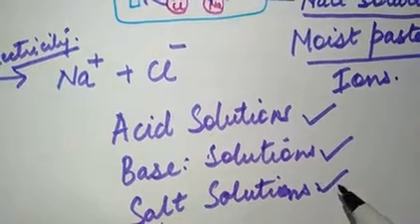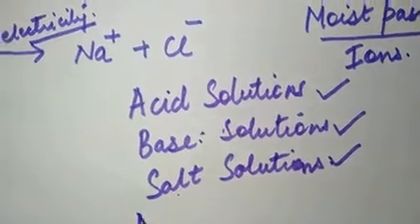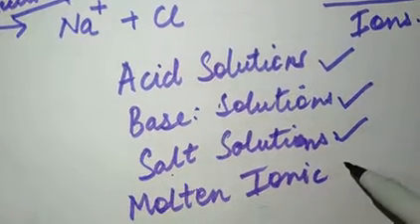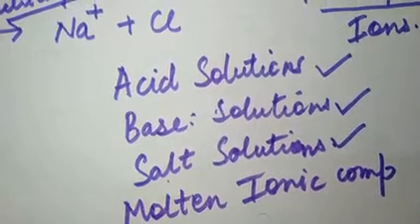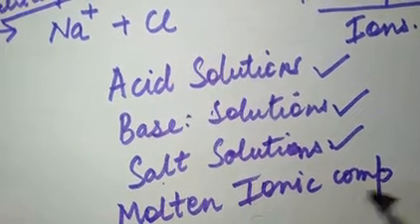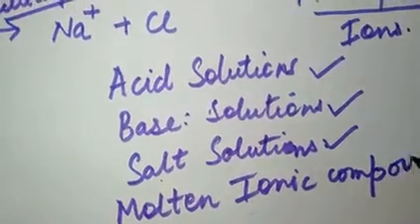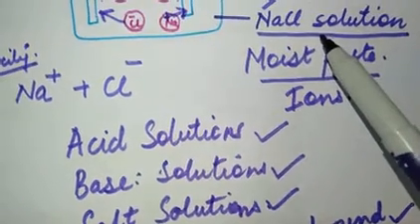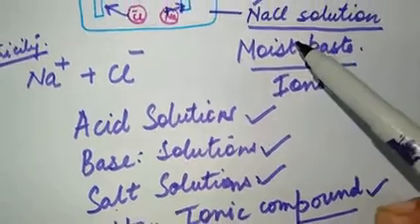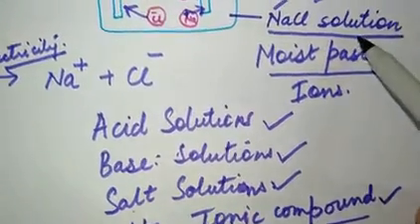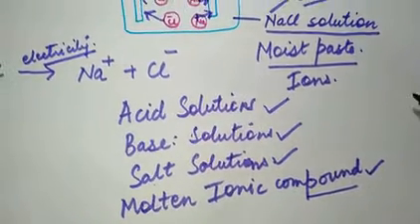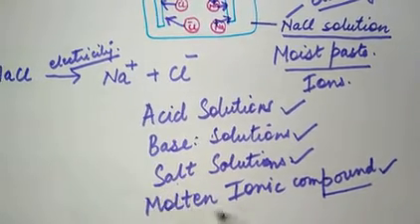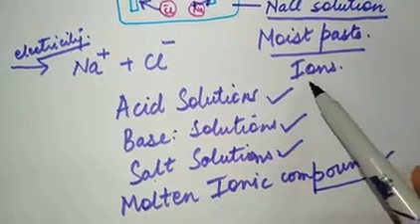All these are conductors, and even molten ionic compounds are also conductors. Molten ionic compounds means, like sodium chloride is an ionic compound, and if we melt it, then also it is a conductor. Ionic compounds conduct electricity in their molten state as well as when they are dissolved in water. All of them conduct electricity because they can be divided into ions.